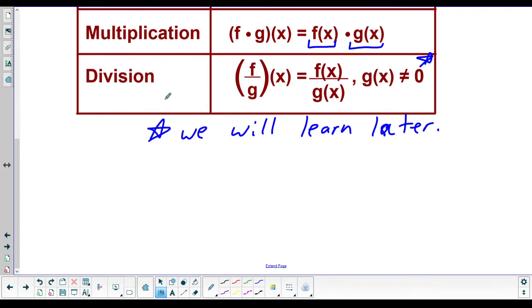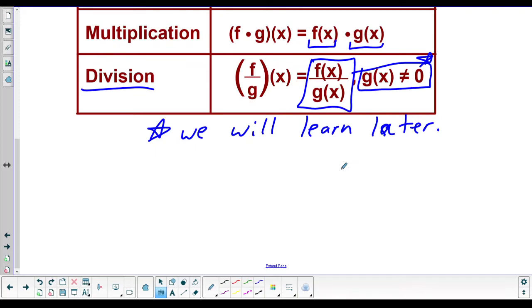What you're going to do today for division is you are only going to set up the fraction. You're not going to do any simplifying. It is possible to simplify them, but again, that's for a later unit. We will also take some time at the end of the lesson to talk about what this g of x can't equal 0 means and what you should put if it does equal 0.